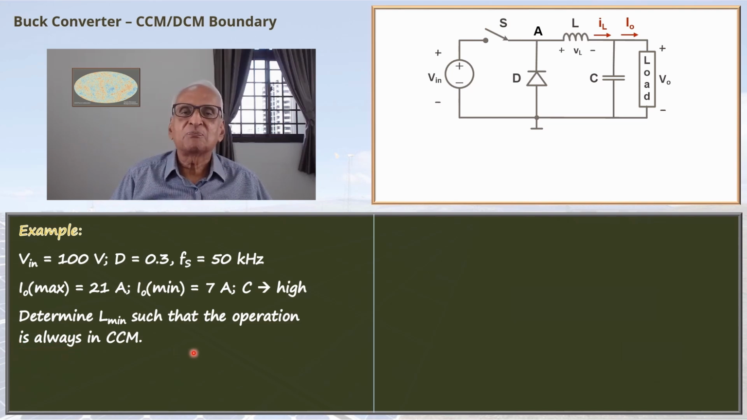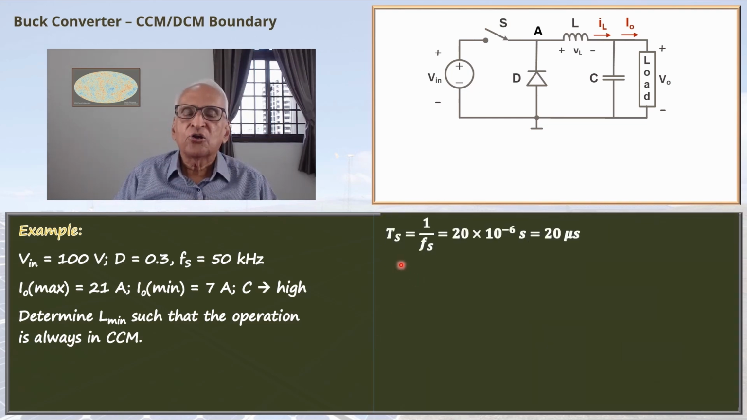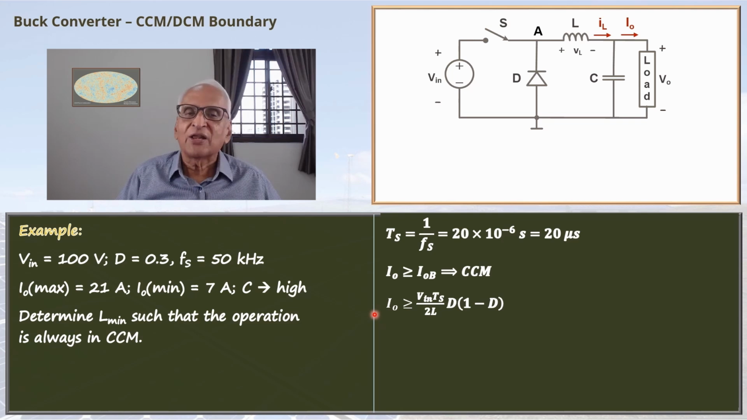Ts, the switching period, is 1 over Fs, 20 microseconds. I0 has to be more than or equal to I0B for CCM. And I0B is V in Ts by 2L times D times 1 minus D. So I0 must be more than this. And you can rewrite this inequality as L must be greater than or equal to V in Ts by 2 I0 times D times 1 minus D. So you just have to put in the values.